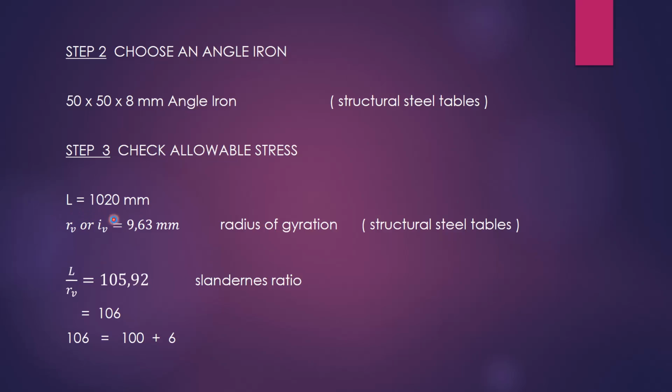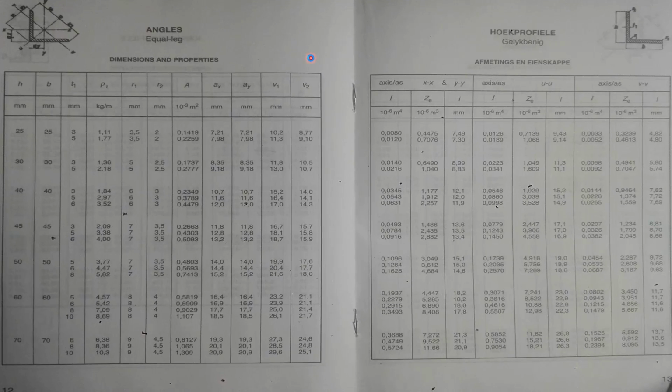So what is the radius of gyration? We want to go to this angle ion. Some steel tables use r_v, some use i_v; it's always going to be i, and we'll discuss why it's v. Let's go to our steel table. What was the choice? The choice is 50 by 50 by 8. The radius of gyration is this small i here. For the angle ions, we have three axes: XX and YY are the same, and then we've got UU and VV.